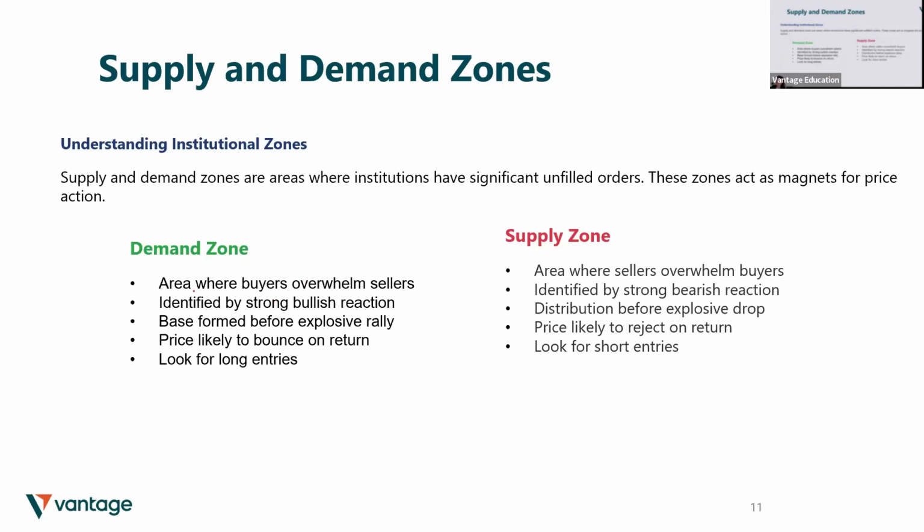The demand zone is the area where buyers overwhelm sellers, identified by a strong bullish reaction, and it is best formed before an explosive rally. Price is likely to bounce on return, and then you can look for the long entry. Okay. Supply zones are areas where sellers overwhelm buyers, identified by strong bearish reactions, with distribution before an explosive drop. Price is likely to reject or return, so look for the short entry.